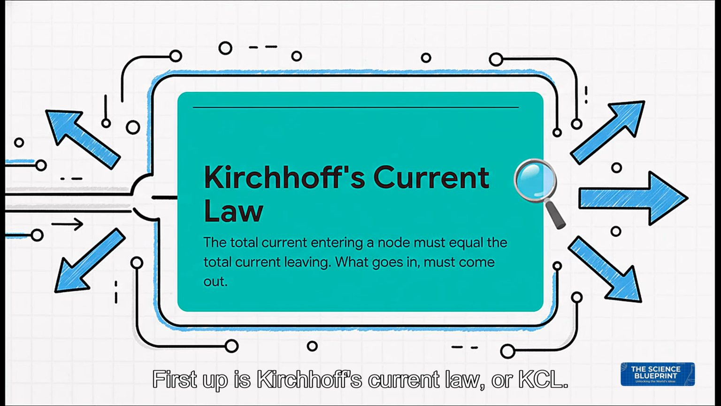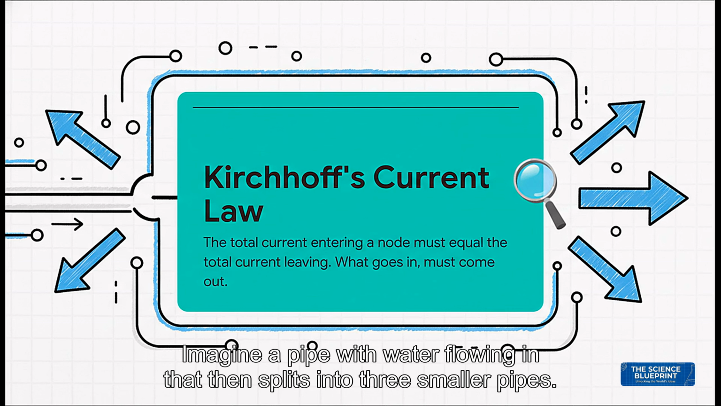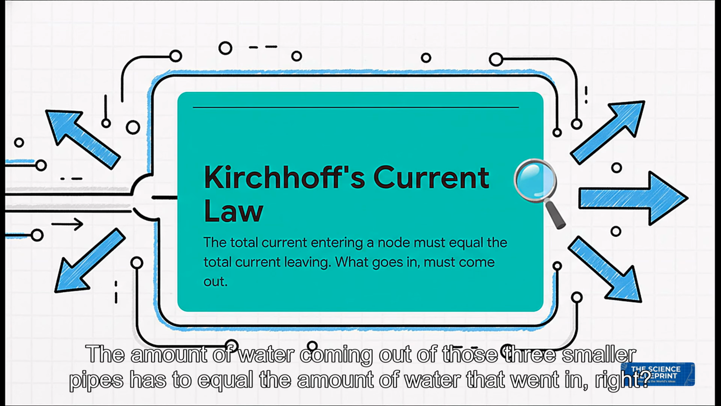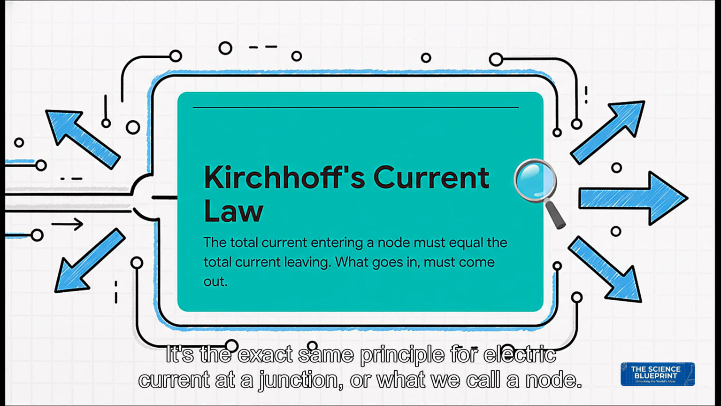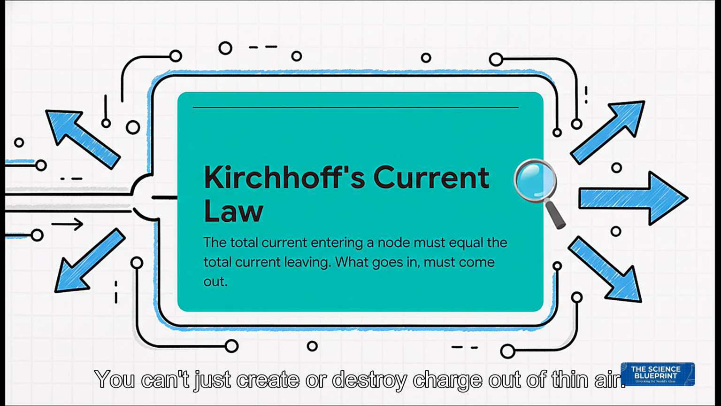First up is Kirchhoff's current law, or KCL. And honestly, it's about as intuitive as it gets. Imagine a pipe with water flowing in that then splits into 3 smaller pipes. The amount of water coming out of those 3 smaller pipes has to equal the amount of water that went in, right? It's the exact same principle for electric current at a junction, or what we call a node. Simply put, what goes in must come out. You can't just create or destroy charge out of thin air.